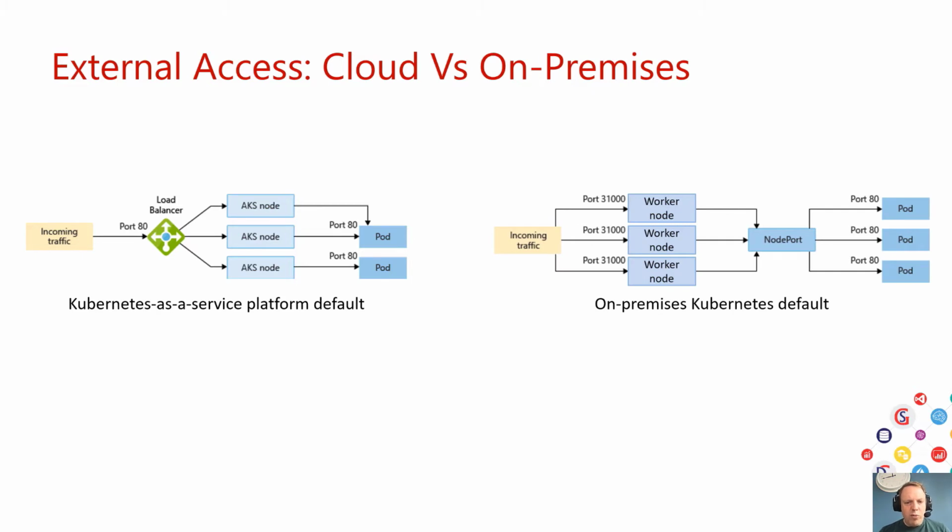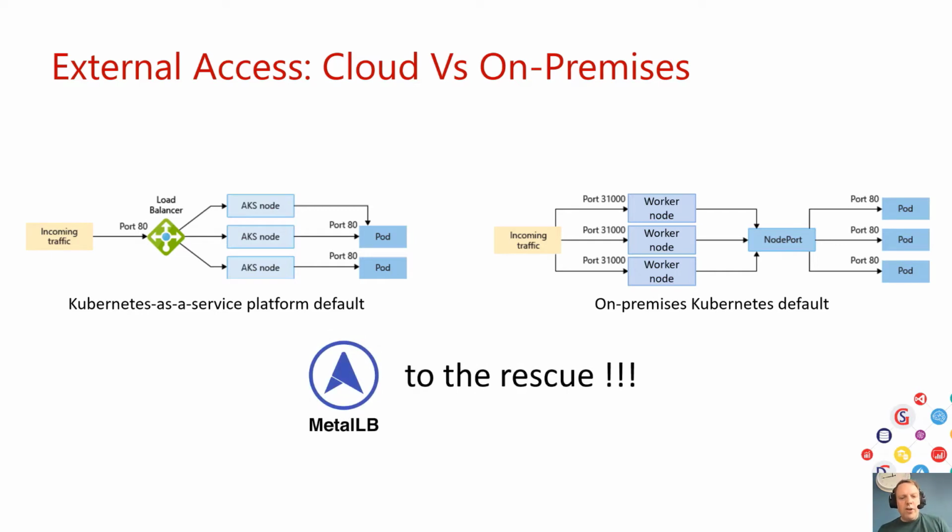If, however, you deploy vanilla Kubernetes on premises, you get these things called node ports. A node port works by exposing a port on each host that hosts a worker node. So this absolutely works. However, it's not what you want for production. So what you can do is use a hardware load balancer from companies such as F5. But what I'd recommend, if you want something that's easy and quick to get up and running with, is use something called Metal LB, which is also free, and we all like free.